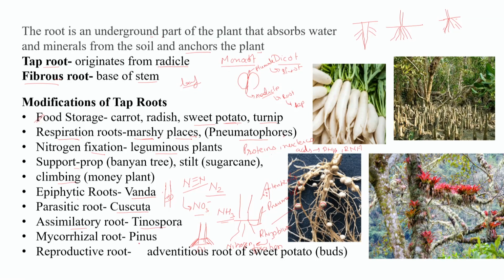Similarly, in Pinus, in some gymnosperms, it is not very common, but some mycorrhizal or fungal attachment is also found in the root, which helps them. Similarly, in Cycas also some algal associations are there which help them to perform better. Reproductive roots are also there, like roots of sweet potato. They can also act as buds, and if they are grown, they can give rise to an entire plant.